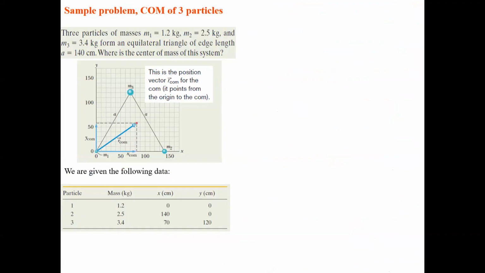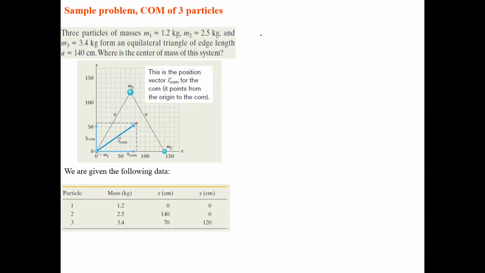So I can solve here another example. I have three particles of masses m1 equals 1.2 kilograms, m2 equals 2.5 kilograms, and m3 equals 3.4 kilograms forming an equilateral triangle of edge length a equals 140 centimeters. We want the center of mass of this system. So basically we have three masses and we want to find the position of their center of mass.